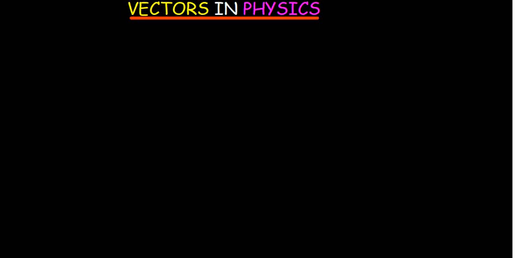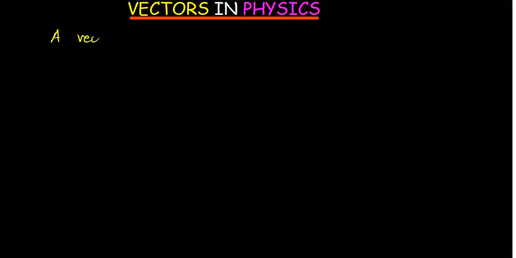A vector. A vector is a quantity with both magnitude and direction. Magnitude means size, and it also has direction, so there is somewhere where it is going.